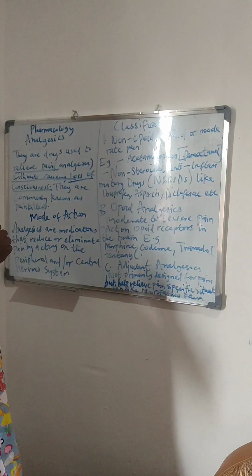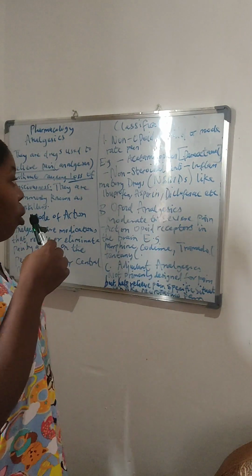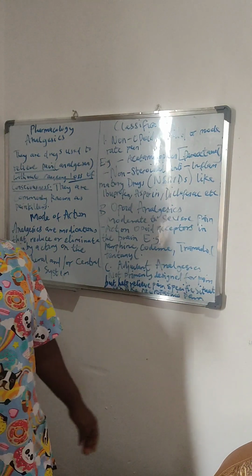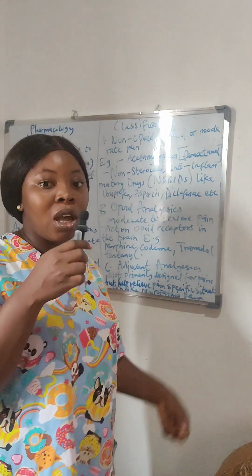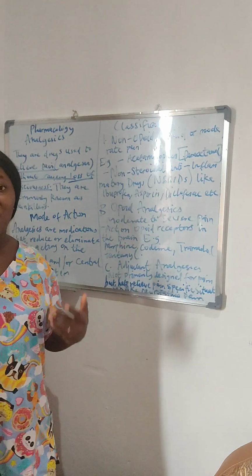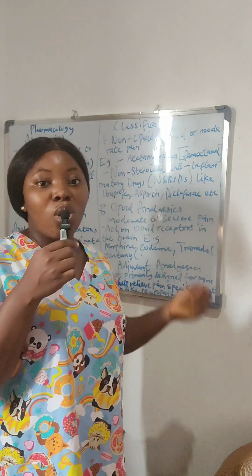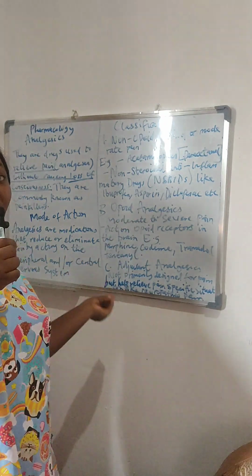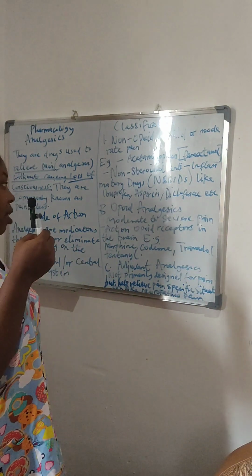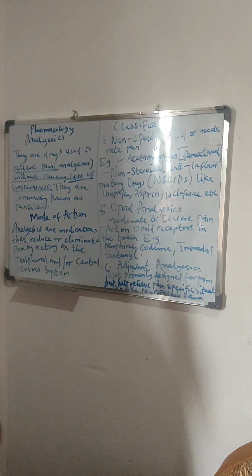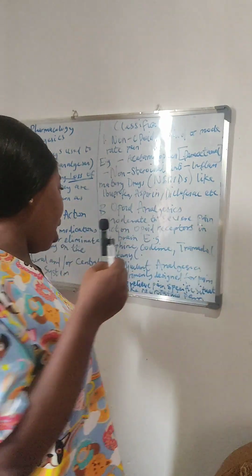So we have opioid analgesics. These are the type of analgesics used to relieve moderate to severe pain. Those that the non-opioid cannot relieve, you give opioid analgesics. And we have examples: morphine, tramadol, fentanyl, codeine and others.